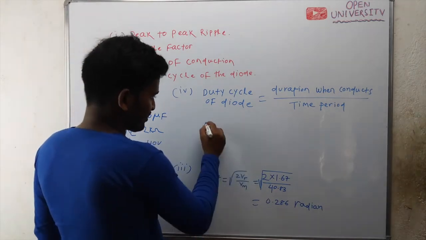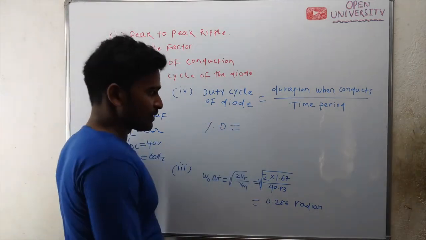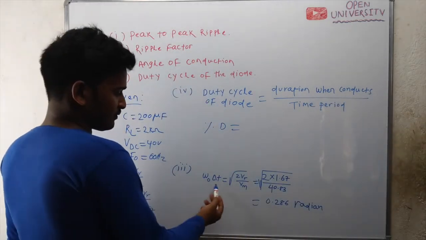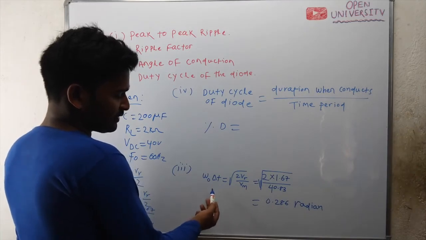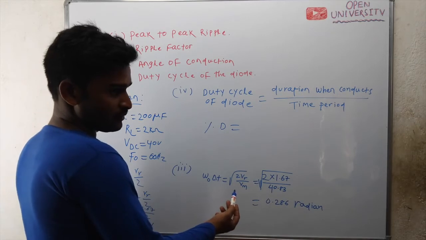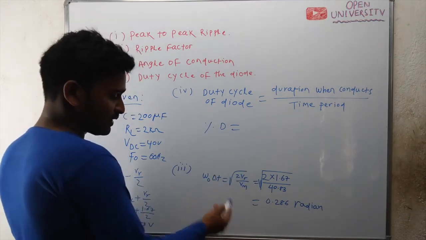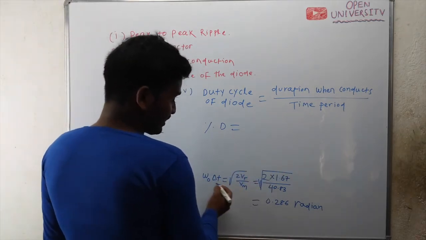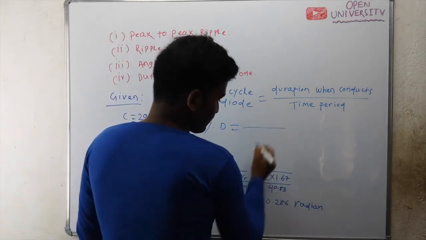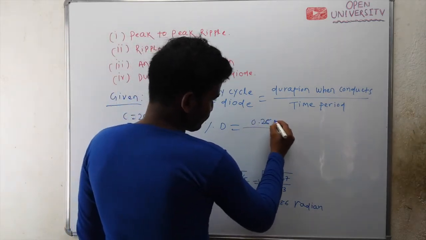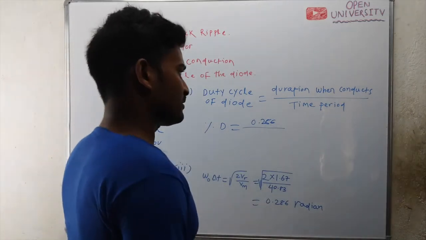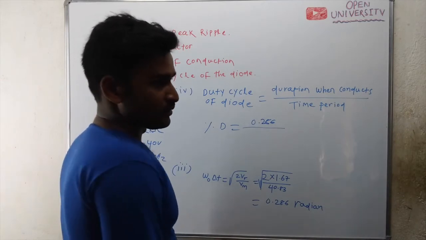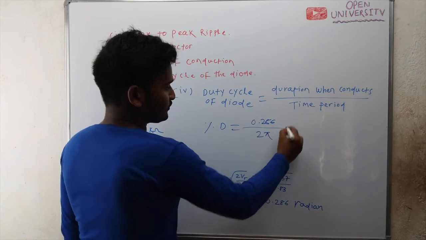If you want to write it in percentage, then the percentage duty cycle will be, what is the duration when the diode conducts? This is omega naught delta t. Delta t is the duration when the diode conducts, so omega naught delta t is the angle of conduction, 0.286, in the numerator, divided by time period. What is the time period? Time period is T naught, which is nothing but 2 pi into 100.